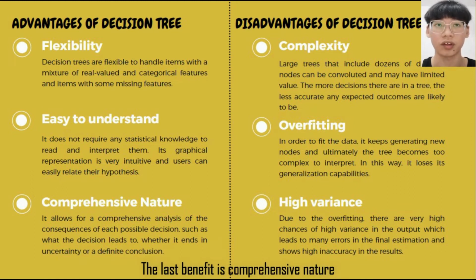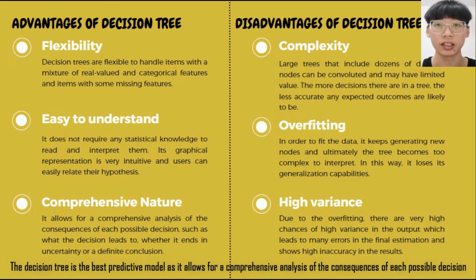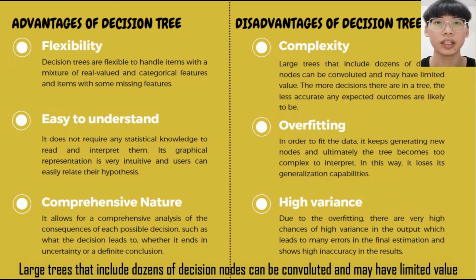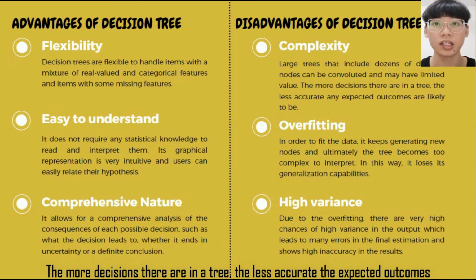The last benefit is comprehensive nature. The decision tree is the best predictive model as it allows for a comprehensive analysis of the consequence of each possible decision. For disadvantages of decision tree, complexity. Large trees that include dozens of decision nodes can be convoluted and may have limited value. The more decisions there are in a tree, the less accurate the expected outcome.